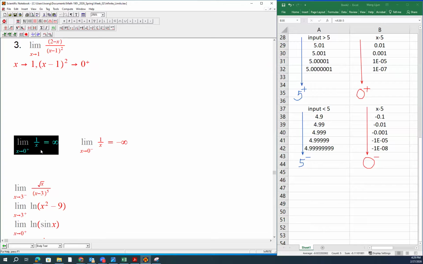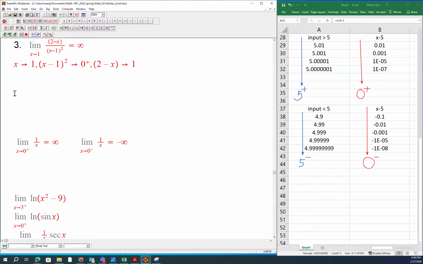So this is a similar situation. What happened to the numerator? The numerator is 2 minus x. So when x is approaching 1, 2 minus x is approaching 1, a finite number. Therefore, this model would be applicable here. Therefore, we're going to say this is going to be approaching positive infinity. All right, now let's look at number 4.